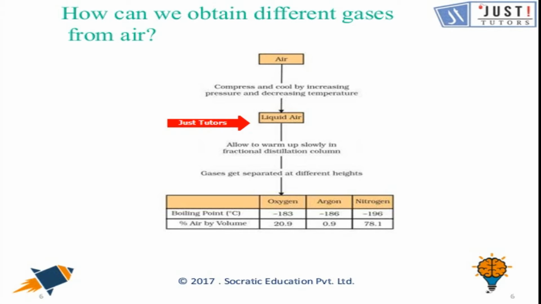So when we are heating up this air sample slowly, at different heights in the fractional distillation column we have different temperatures. So when the temperature reaches minus 183 degrees Celsius, at that particular height we can separate oxygen. In the same way other gases can be separated.